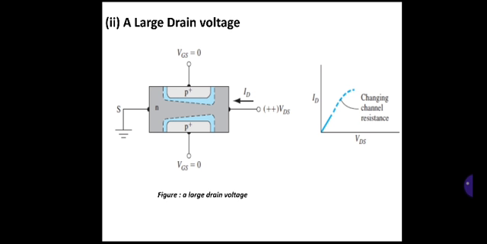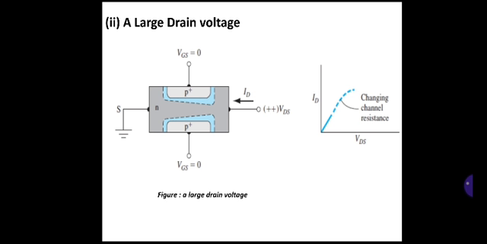Here the channel is essentially a resistor, and the effective channel resistance increases as the space charge region widens. So as the channel widens, the resistance increases because there is less space for the current to flow. Therefore, the slope of the ID versus VDS characteristics decreases, as shown in the figure.